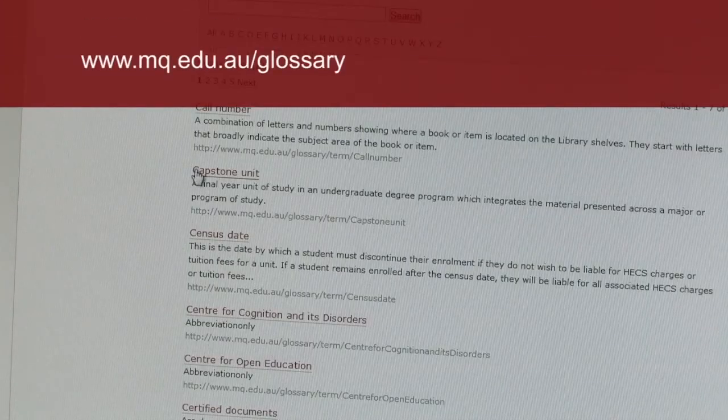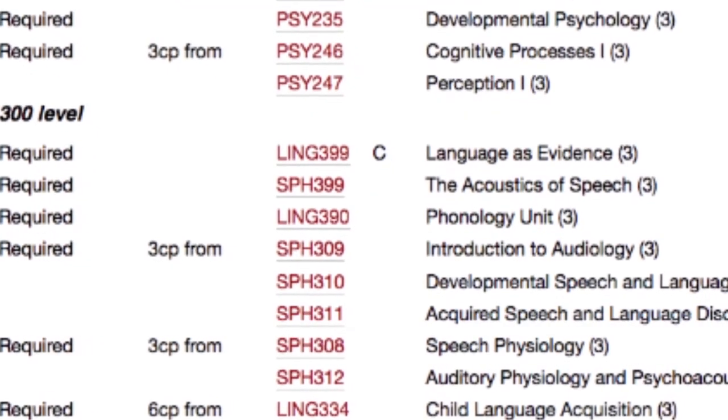So I'm just leaving it until I know what to do. As you say, I want to do something that is relevant to my degree and will help me find a job. Another term I don't understand is a capstone unit. What are they? Okay, this is what your handbook says. And if you go back to your program, LING 399 is marked as your capstone unit.